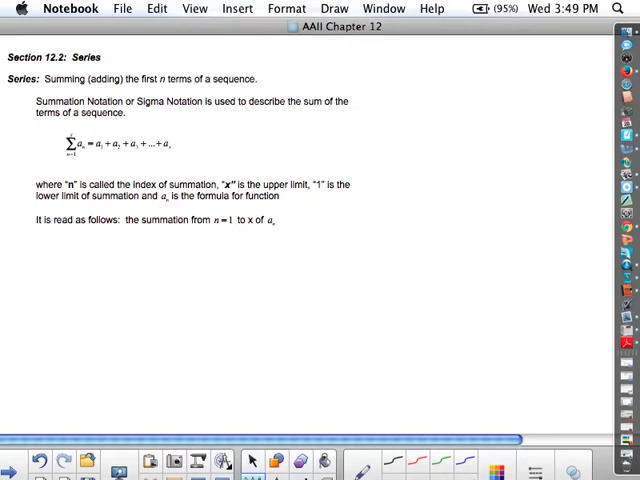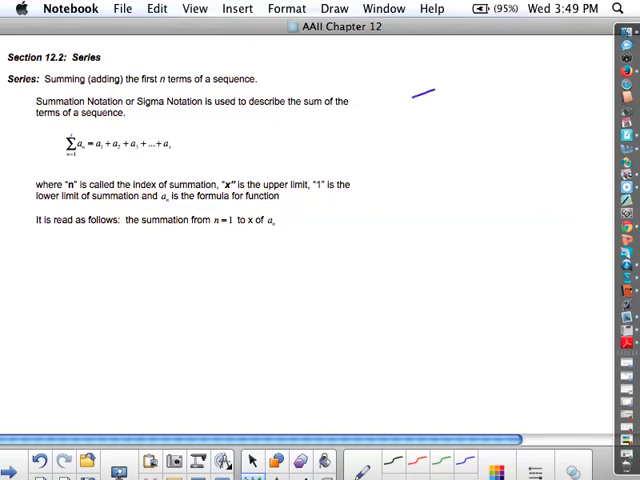Okay, section 12.2 is on series. And a sequence is just that list of numbers. The series is actually when you add up the first n terms of a sequence. So now we have some notation that we kind of have to pay attention to. It's called summation notation or sigma notation.